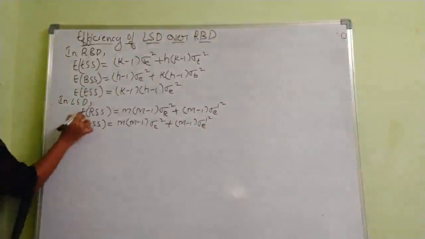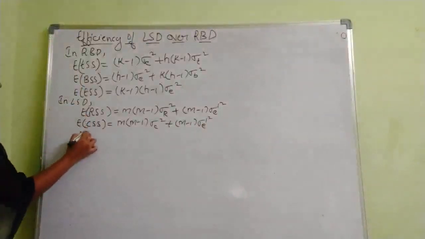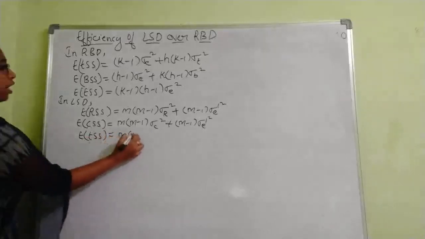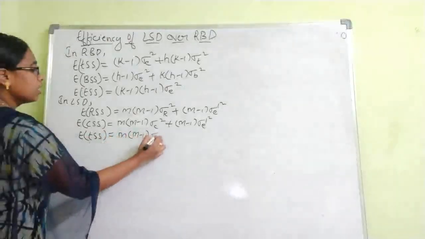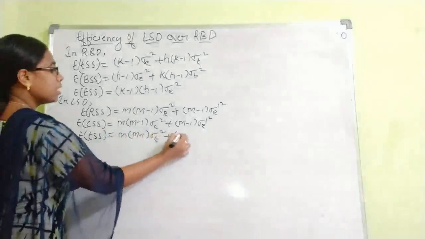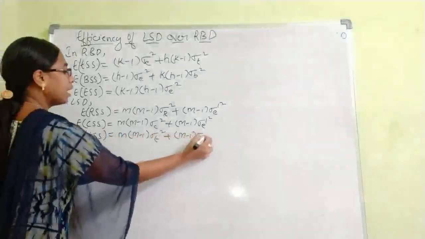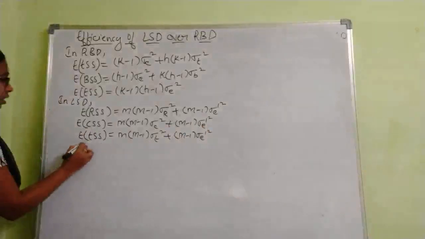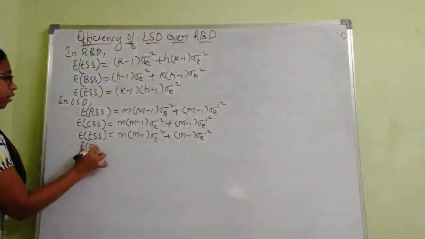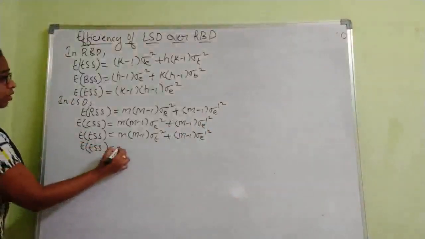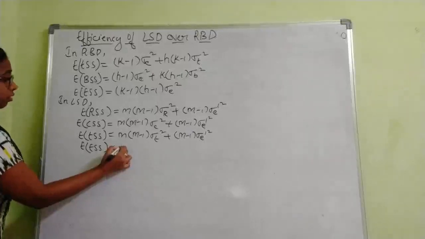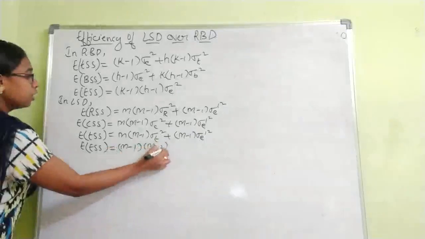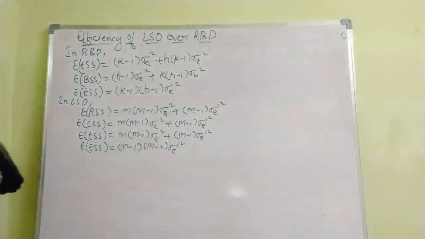Next, treatments. The expectation of the treatment sum of squares is equal to m into (m minus 1) sigma T square plus (m minus 1) sigma E dash square. Similarly, the expectation of the error sum of squares is equal to (m minus 1) into (m minus 2) into sigma E dash square.